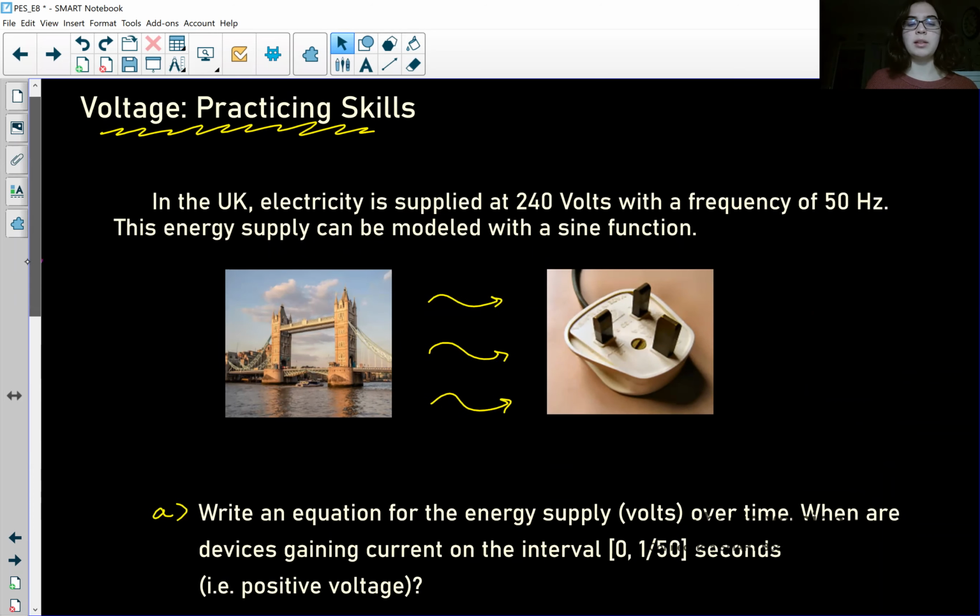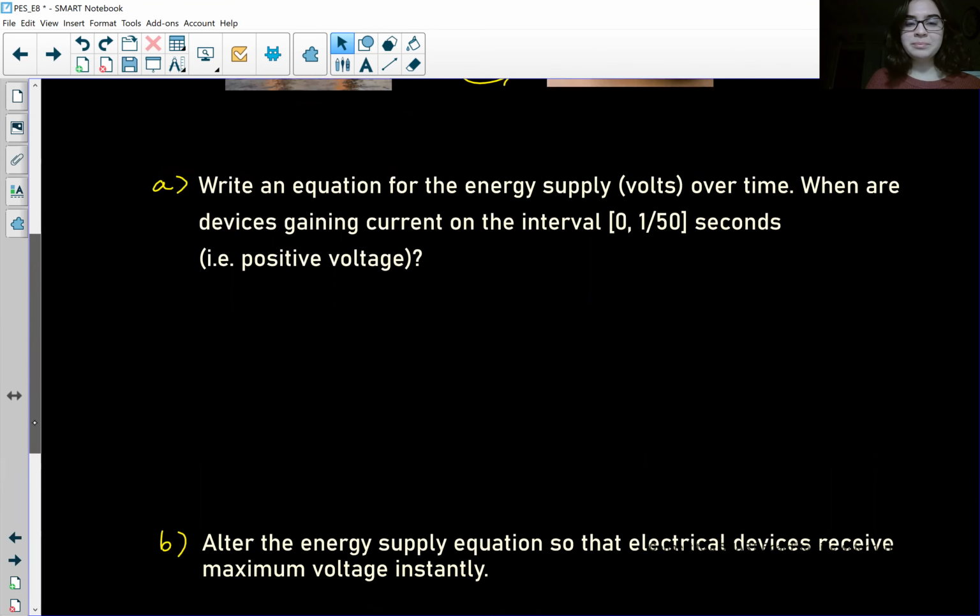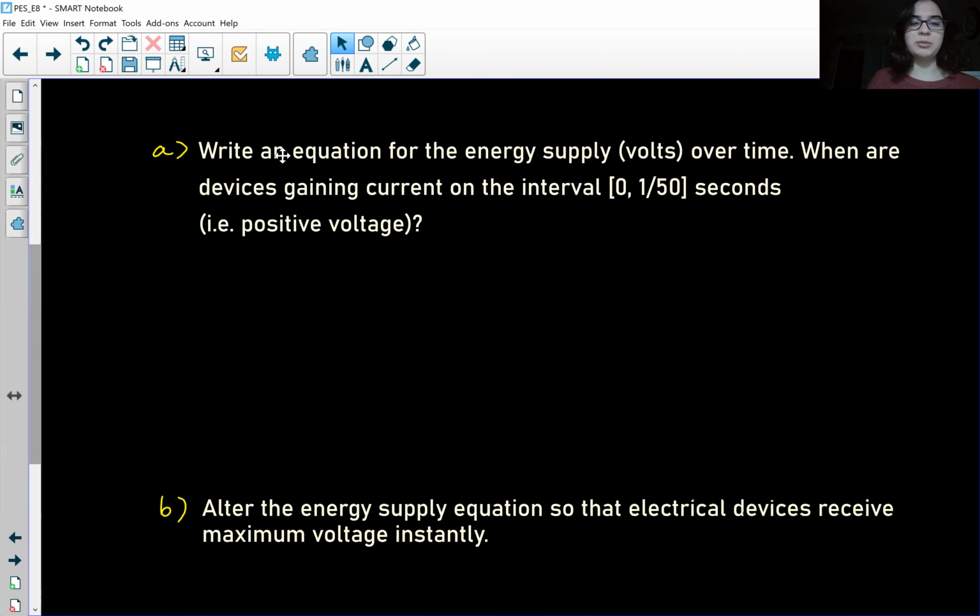So in the UK, electricity is supplied at 240 volts with a frequency of 50 hertz. This energy supply can be modeled with a sine function. So part A here, we want to write an equation for the energy supply in volts over time. And we want to know when are the devices gaining current on the interval from 0 to 1/50th seconds, which basically just means when is the voltage positive.